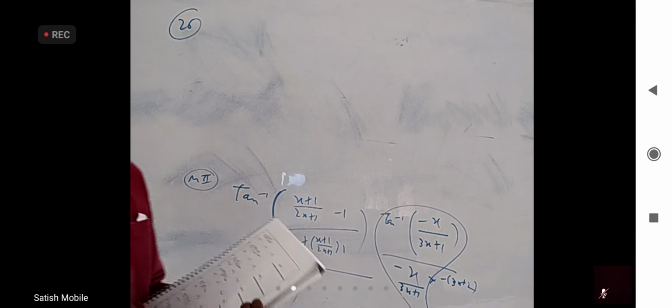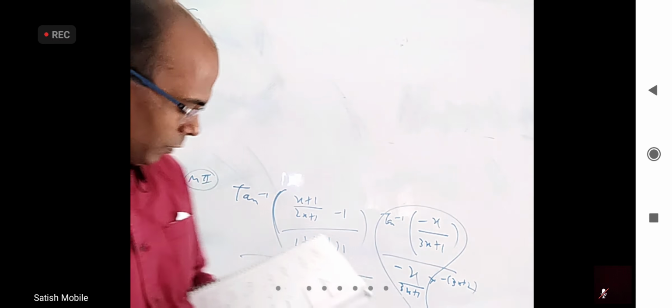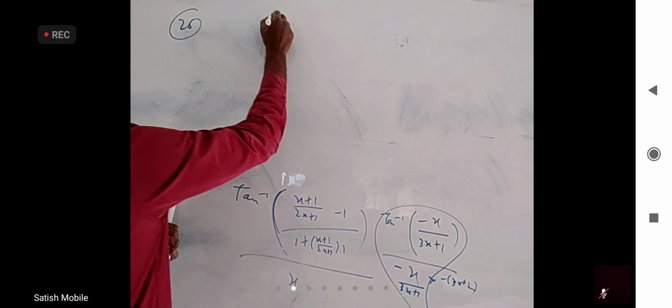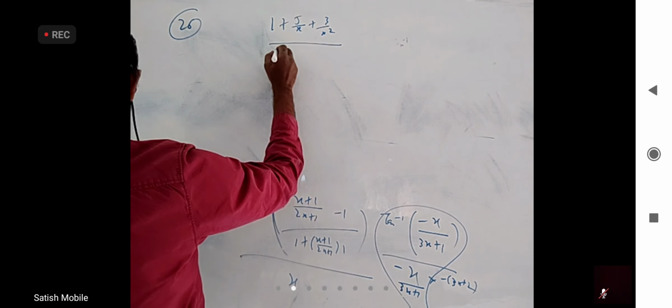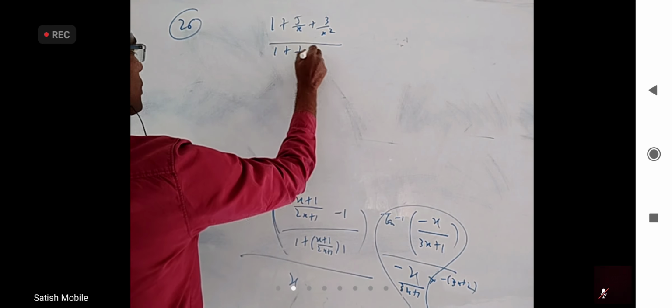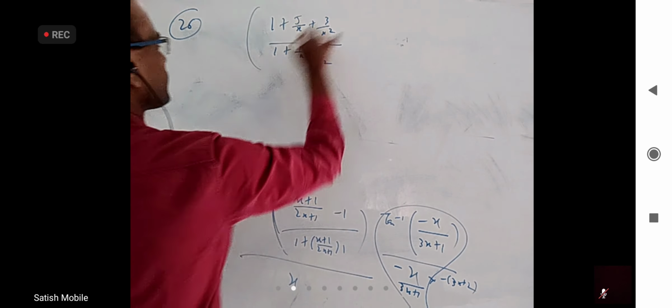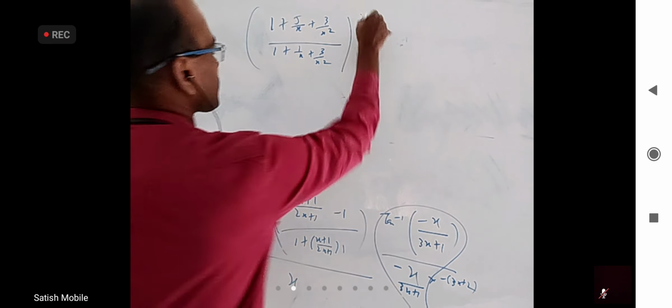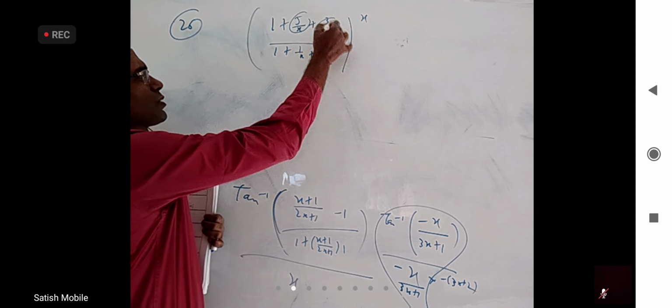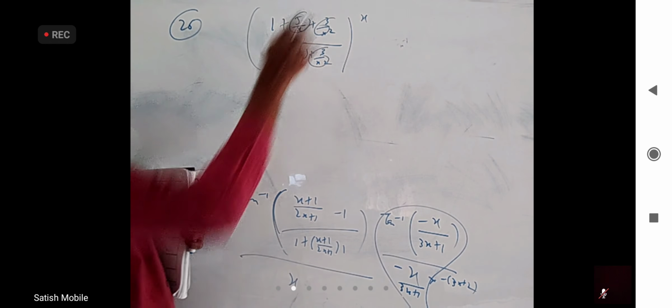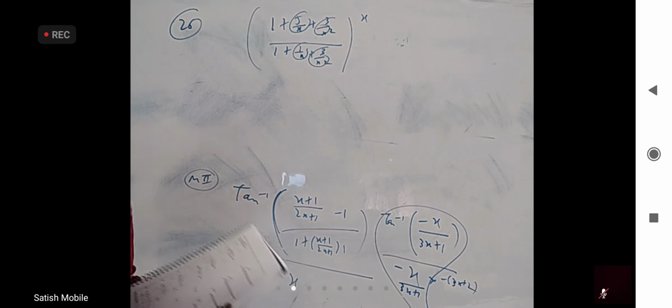You have to first of all understand that it is 1 power infinity. How? The base, if you divide by x square all over, you'll get 1 plus 5 by x plus 3 by x square, over 1 plus 1 by x plus 3 by x square, power x. When x is becoming infinity, this is 0, this is 0, this is 0, this is 0. It will be 1 power infinity, right?